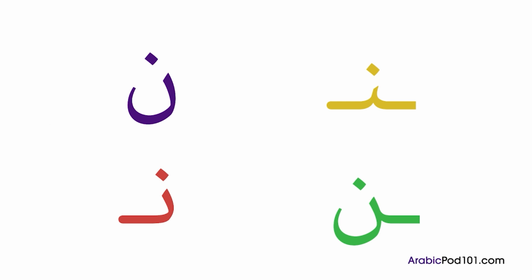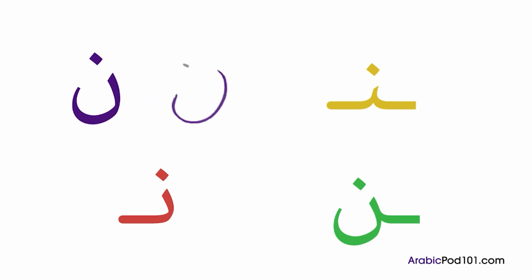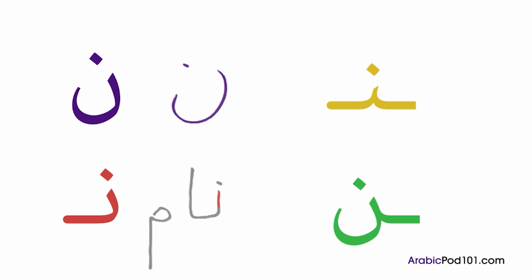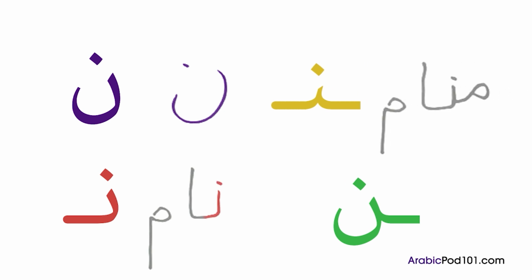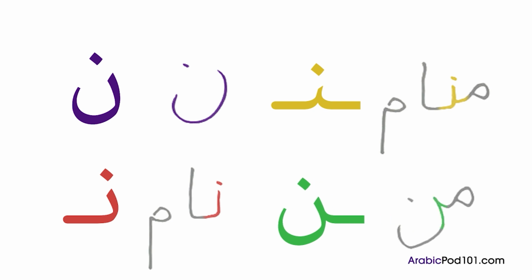Now let's review Noon. Isolated, initial, medial, and final. That's it for the first lesson. Did you remember that the initial form of Alif is the same as the isolated form, and the medial form is the same as the final form? Now let's move on to the next lesson.